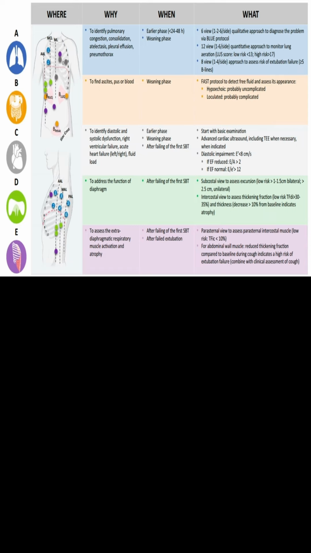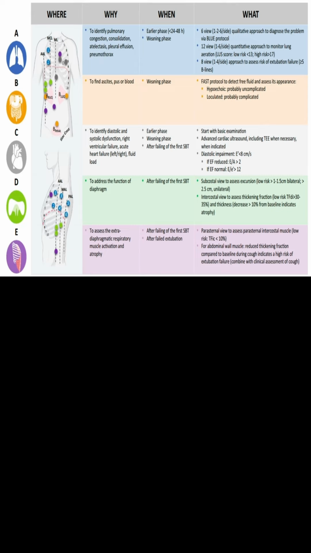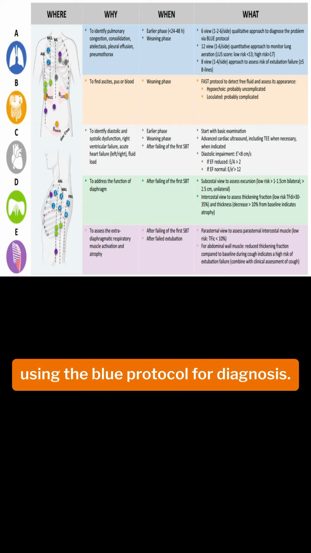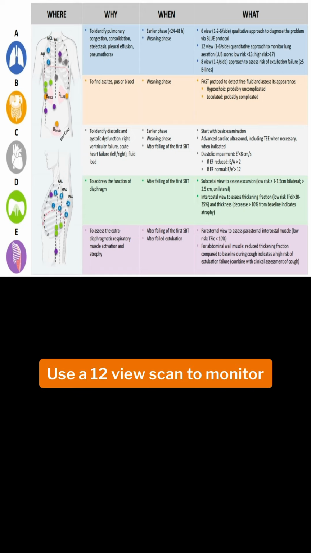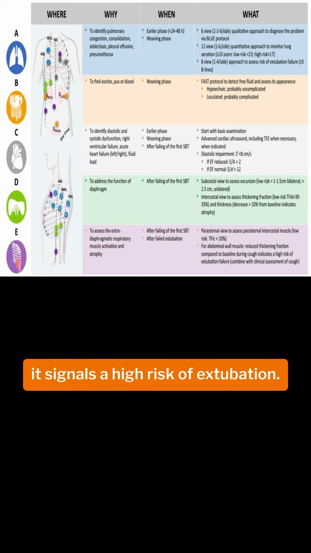When do we use it? From the early phase of ventilation and especially during the weaning phase. How? Start with a 6-view scan using the Blue protocol for diagnosis. Use a 12-view scan to monitor lung aeration over time. Just before and after a spontaneous breathing trial, do an 8-view scan. If you see 5 or more B lines, it signals a high risk of extubation failure.